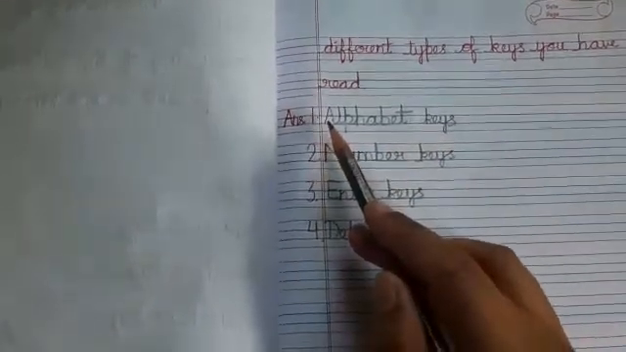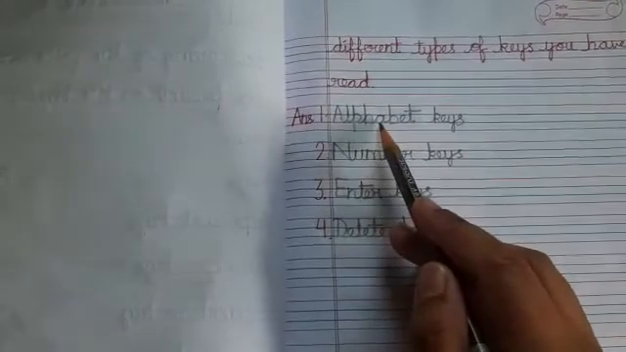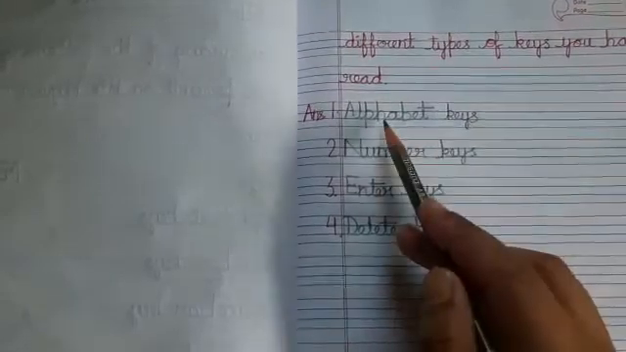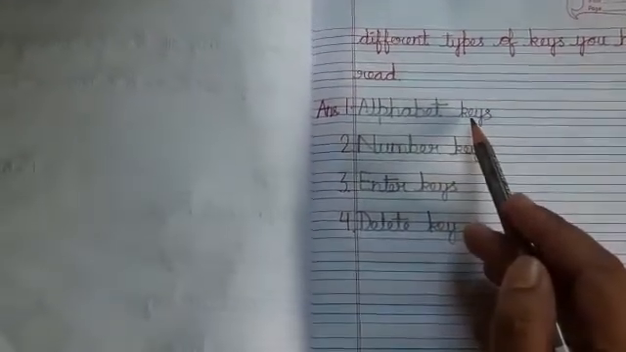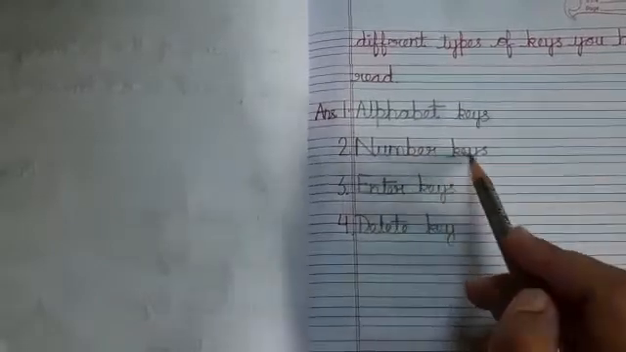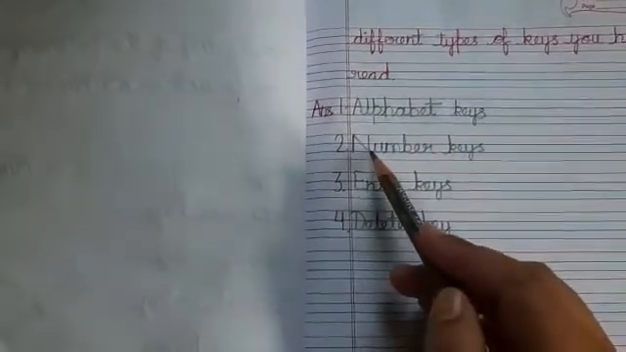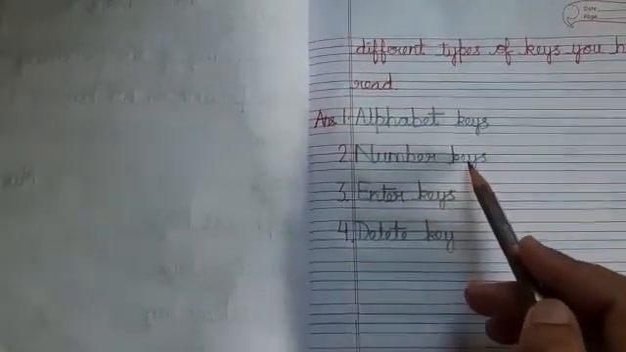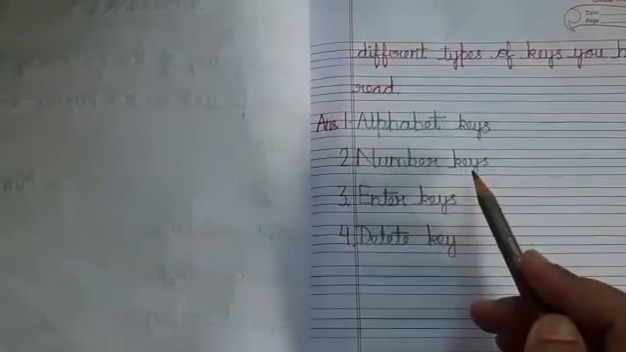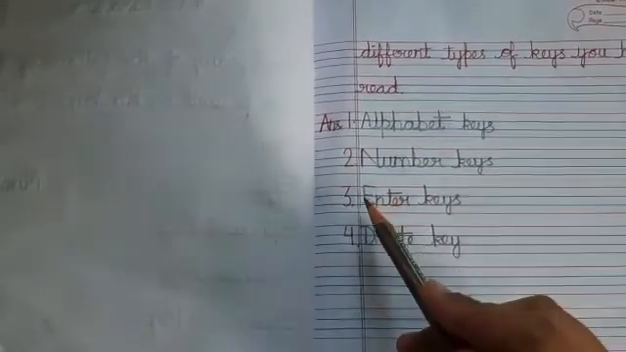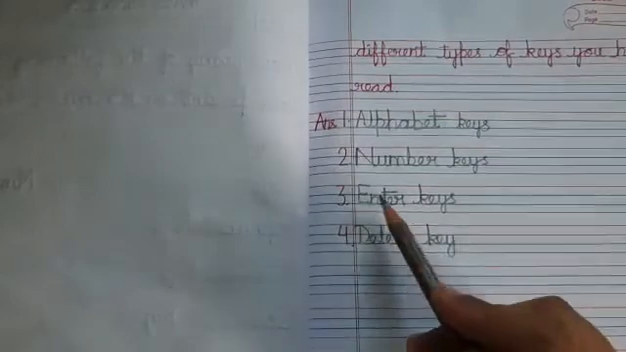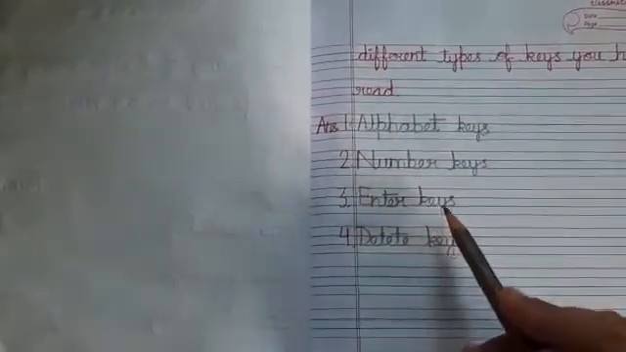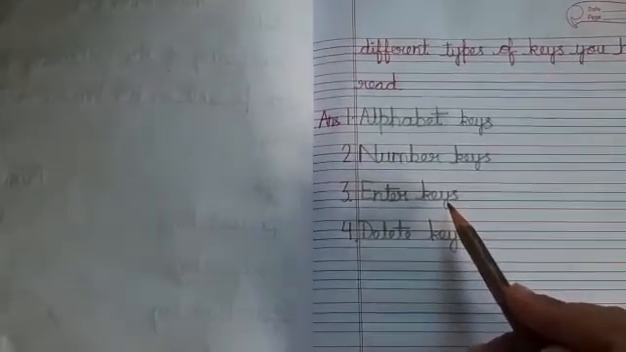Spelling of alphabet keys: ALPHABET. Alphabet. KEYS. Keys. Alphabet keys. Done children. Next, number 2 number keys. Spelling of number keys: NUMBER. Number. KEYS. Keys. Number keys. Done children. Now next is number 3 enter keys. ENTER. Enter. KEYS. Keys. Enter keys.